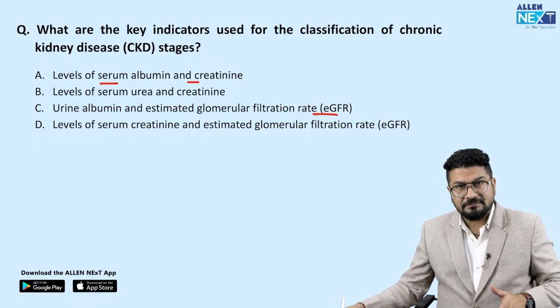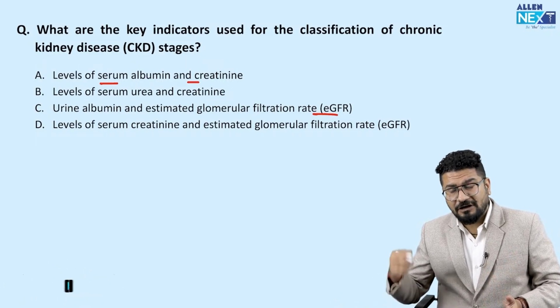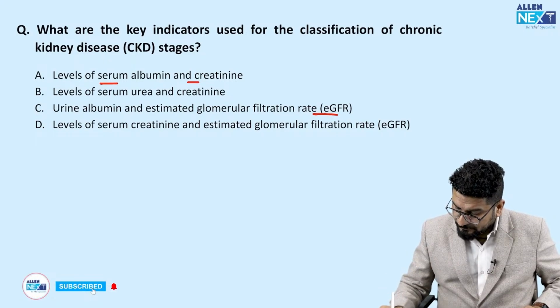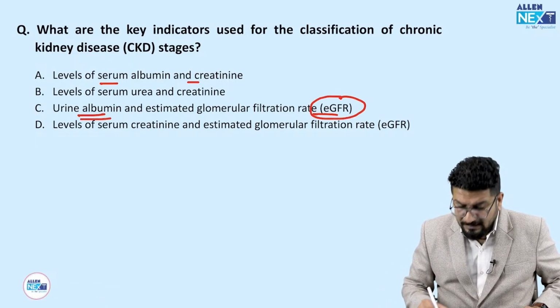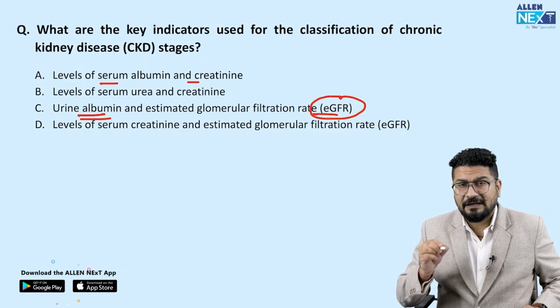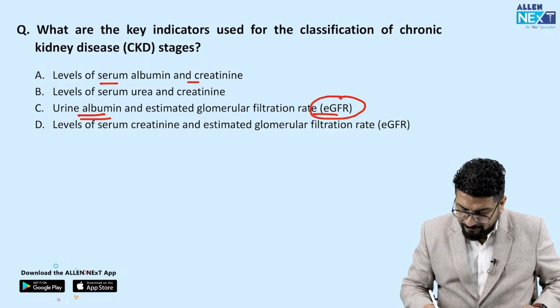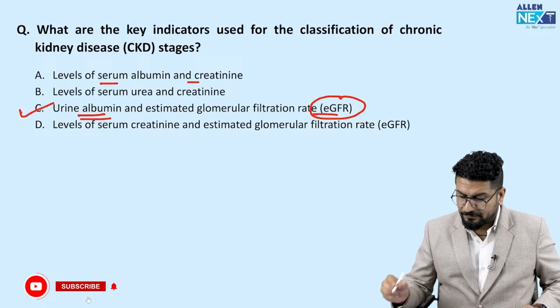Serum urea, creatinine, and urine output we use for AKI. For CKD, we use eGFR and we use urine albumin excretion. We call this AER, albumin excretion rate. So that is a parameter that we use to grade CKD.